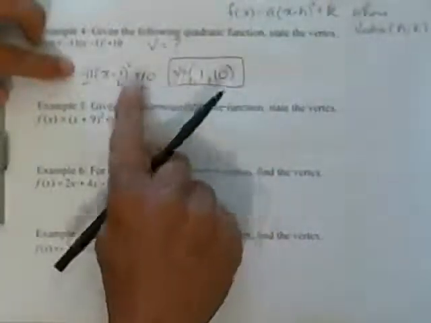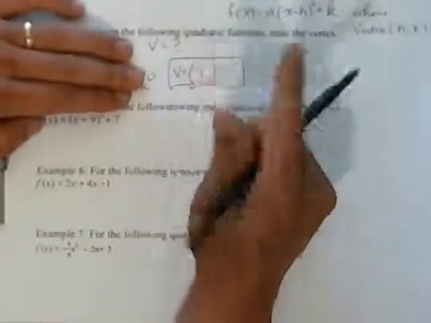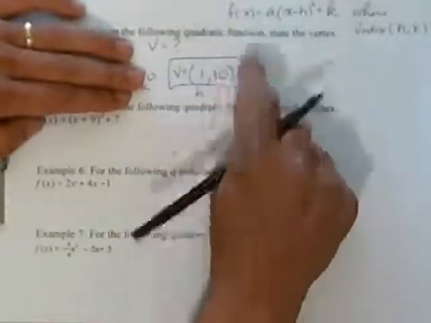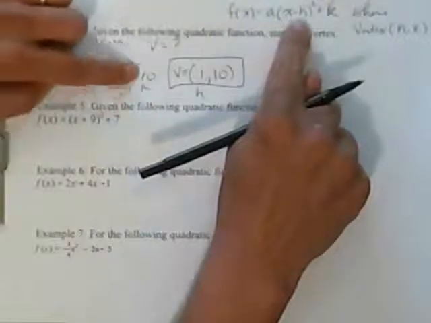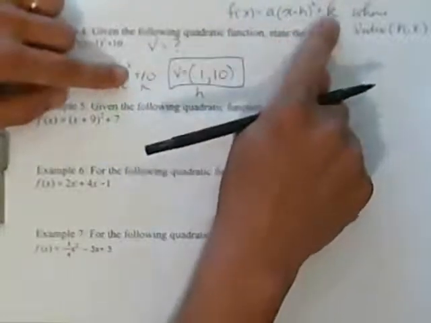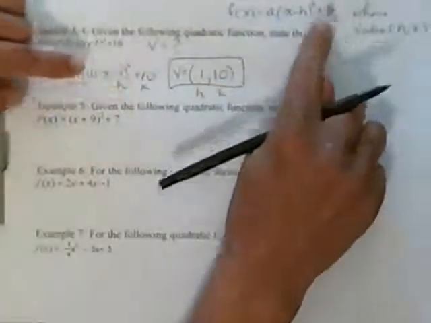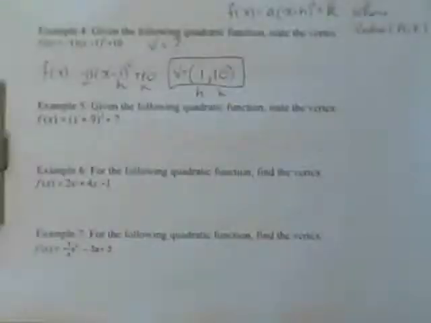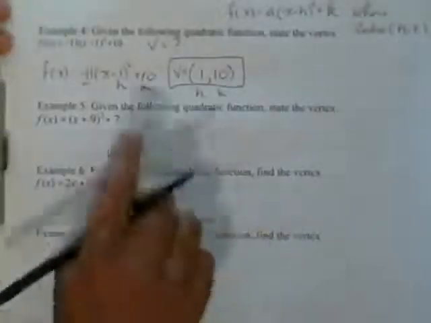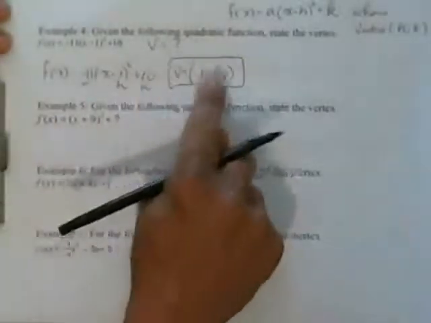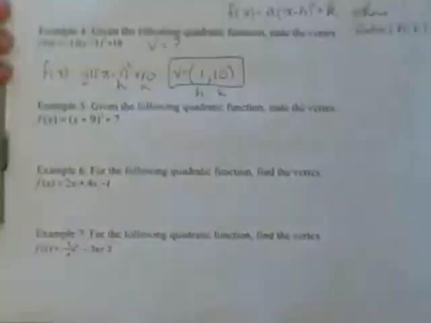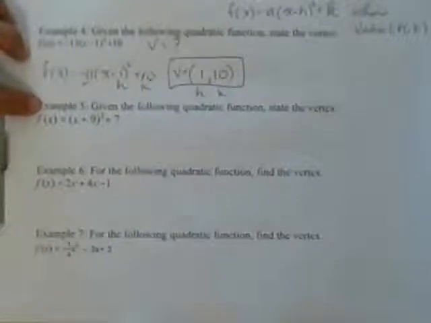If you're not quite sure why that works, because of the negative, if you plug it in here, that's your h, right? Plug in 1 right there, it becomes this part. Your k plus 10, that's your k value right there, plus 10, and there it is. So that should give you a little bit of intuition why on the inside it's the opposite, and the outside is the same. Okay. Example number 5.